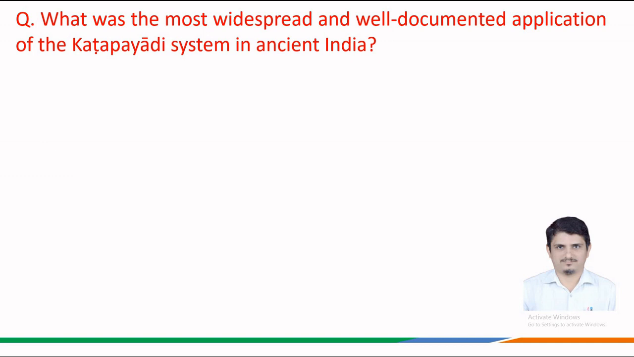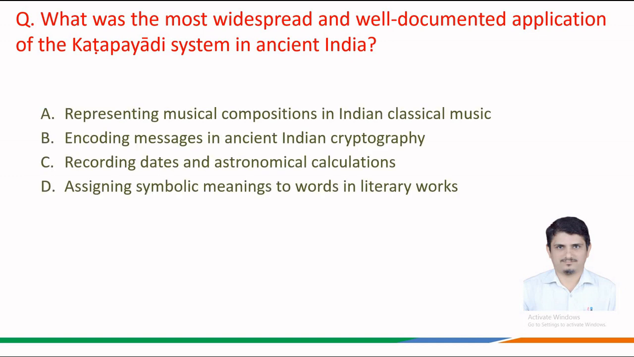Next question is, what was the most widespread and well documented application of the Katyapadi system in ancient India? The given options are A, representing musical compositions in Indian classical music, B, encoding messages in ancient Indian cryptography, C, recording dates and astronomical calculations, and D, assigning symbolic meaning to the words in literary works.